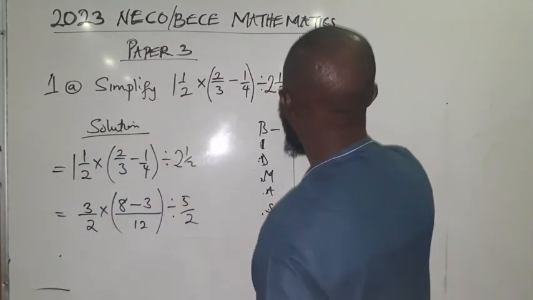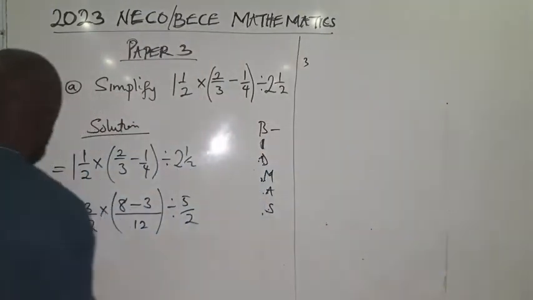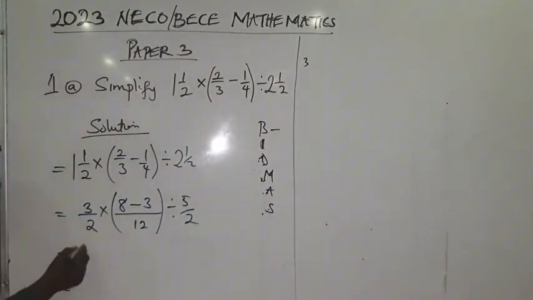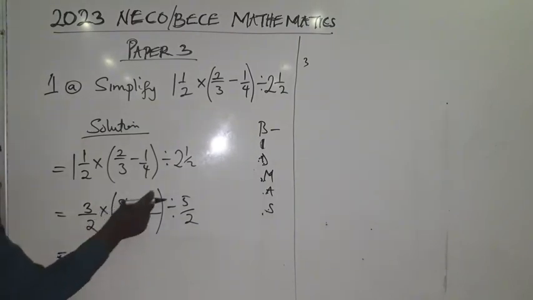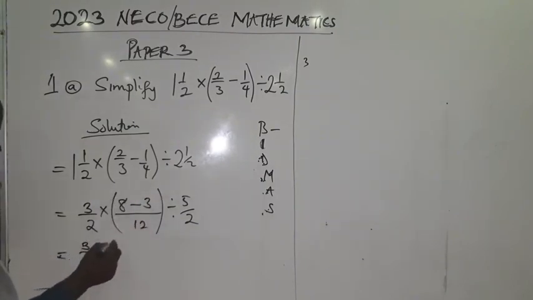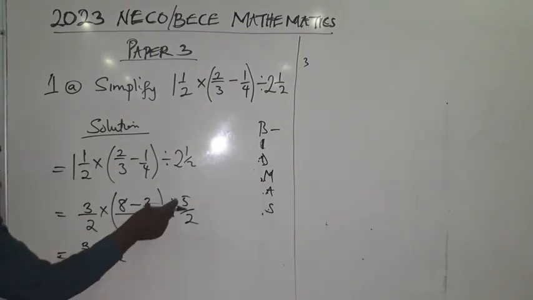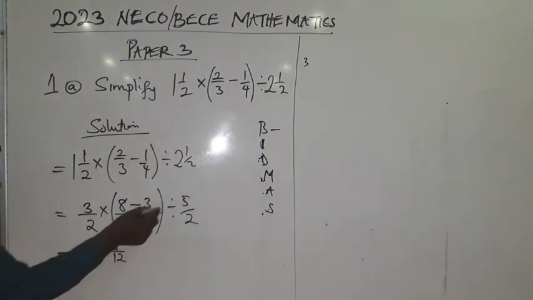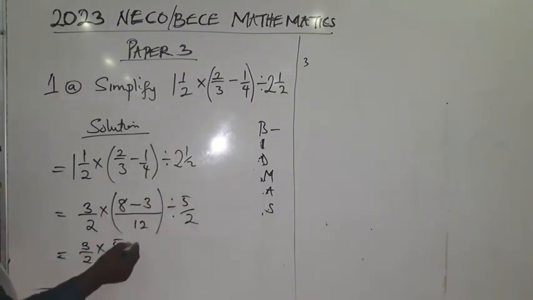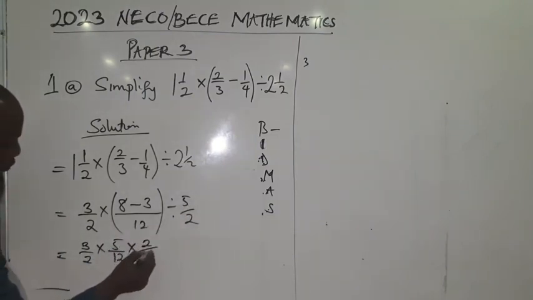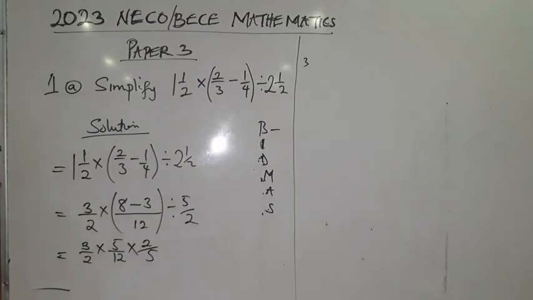So we have 3 over 2 multiplied by, then 8 minus 3 gives us 5, over 12, divided by 5 over 2. Then this division, we can change to multiplication. When you change this one to multiplication, then we flip the next fraction, which means 5 over 2 will become 2 over 5. I hope this is very clear.